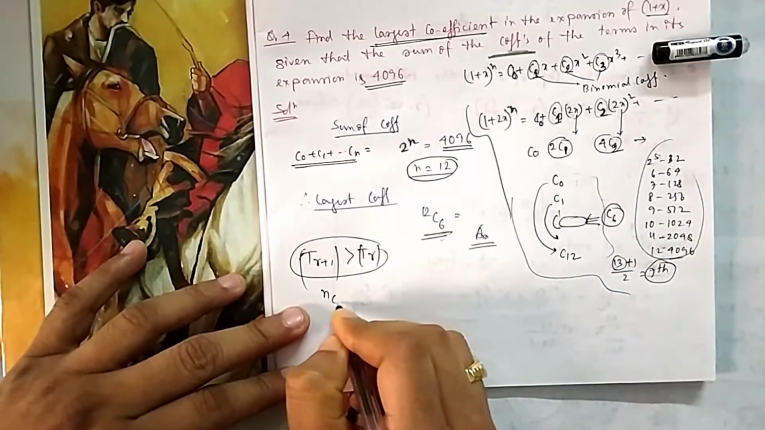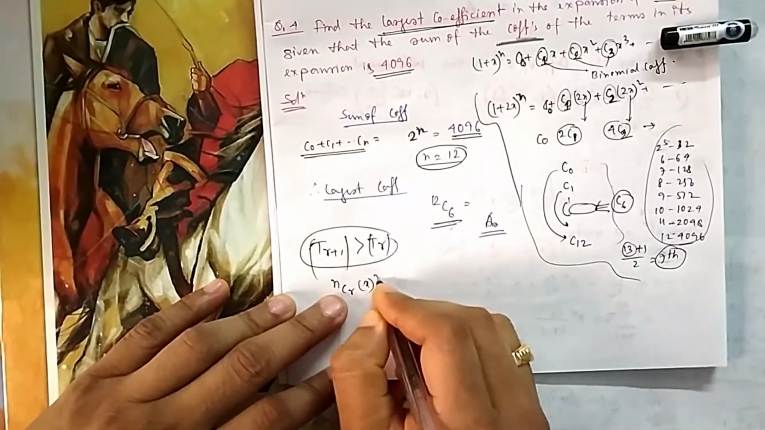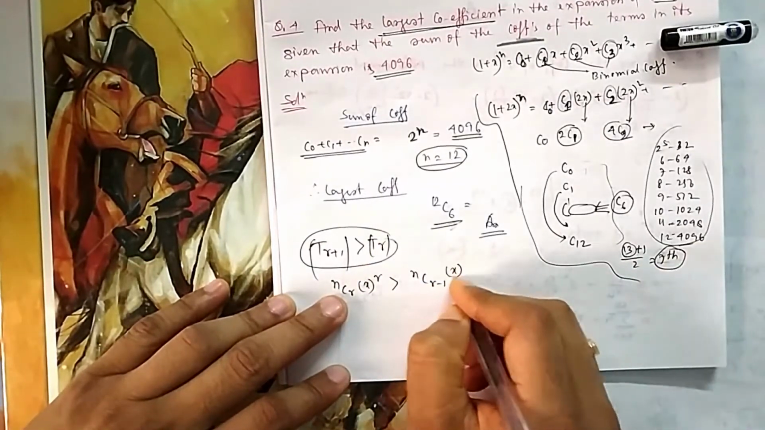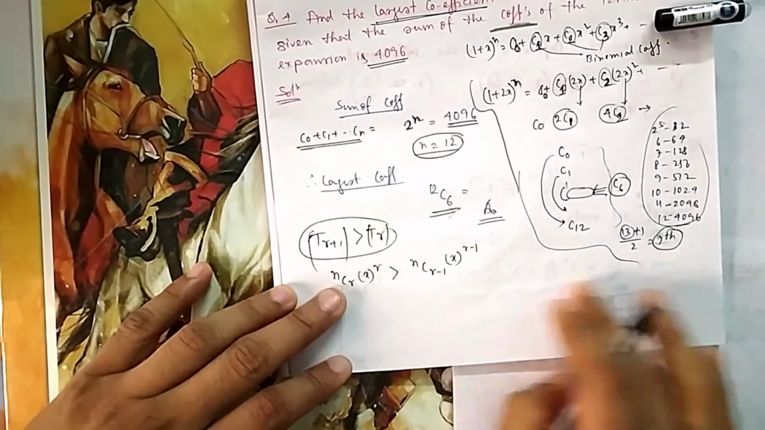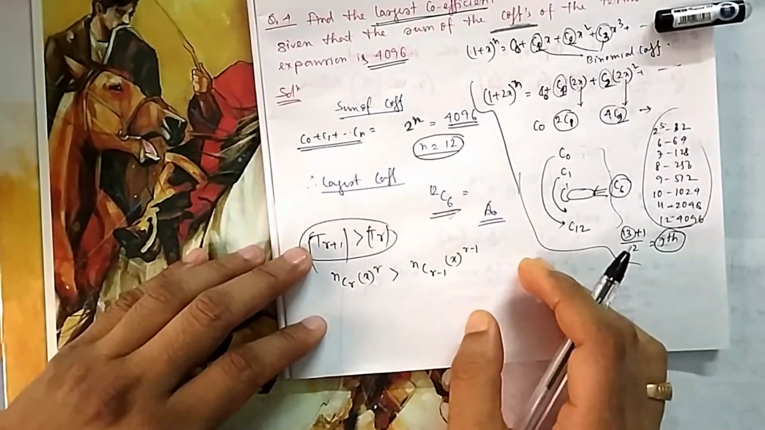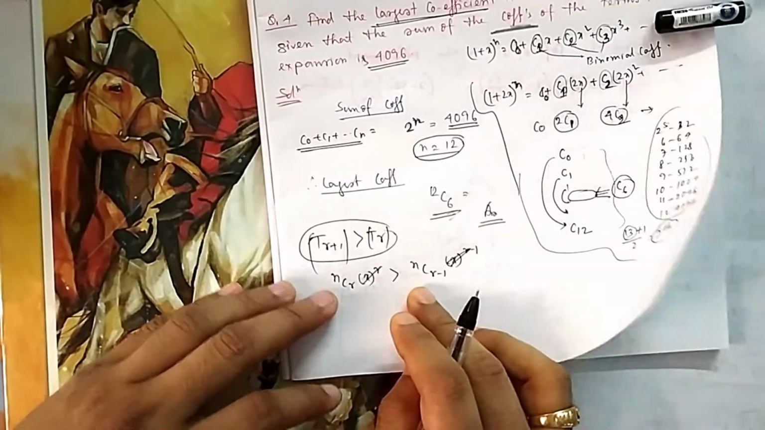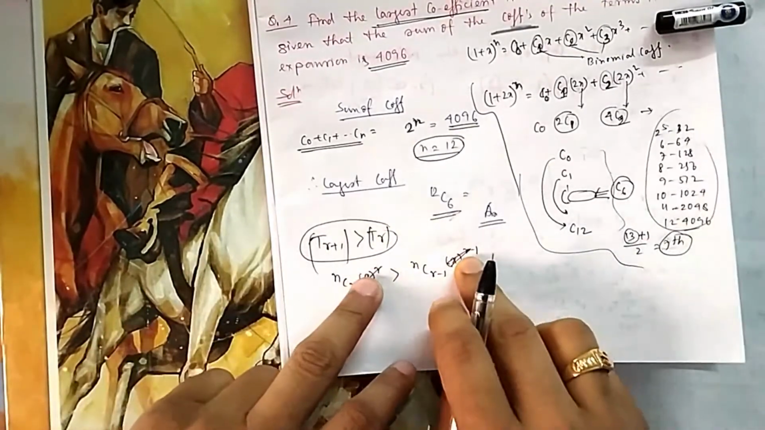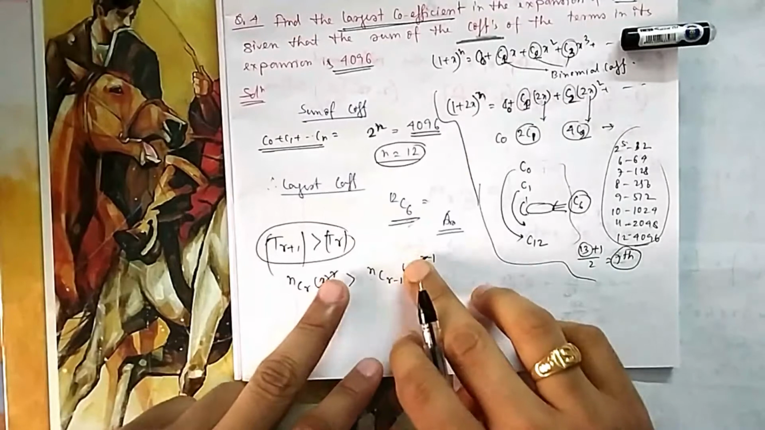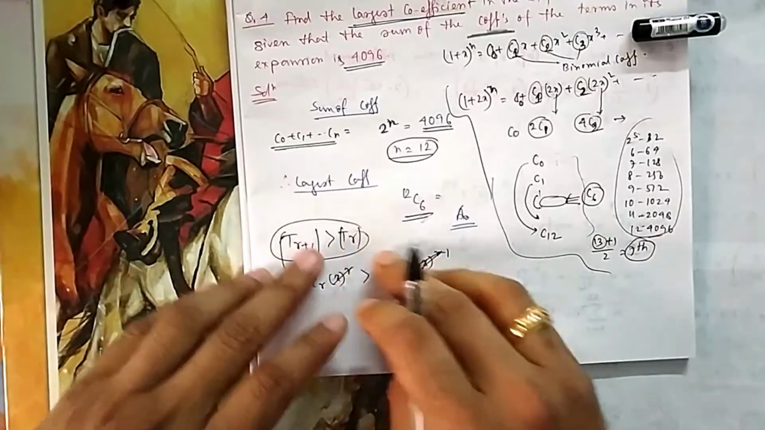So if I prefer this one, what is T(r+1)? T(r+1) will be nCr x to the power r, and it will be greater than nC(r-1) x to the power r minus 1. We don't require x because we need to find just the coefficients, which one is the largest coefficient, so you forget about x. So nCr is greater than nC(r-1). Why am I forgetting x? Because they are saying largest coefficient, not largest term. So you take the coefficient of T(r+1) and it will be greater than the coefficient of T(r), that's it. If they say term, then you write the whole term.